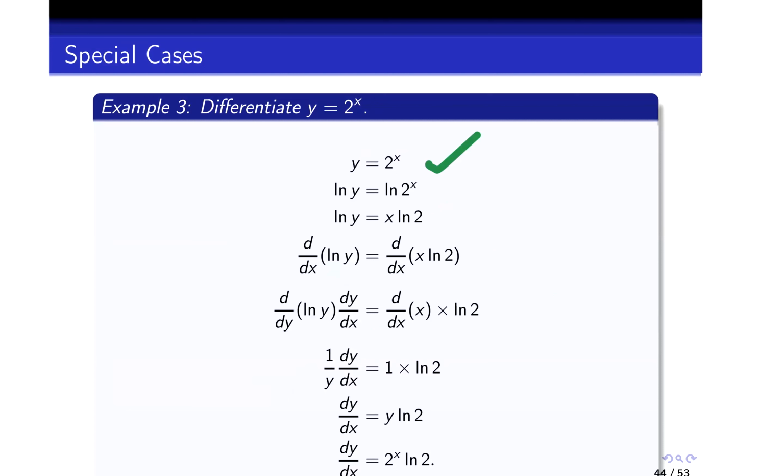And of course, whenever you have any power like this, you can use ln. So you have ln y equals ln 2^x. And from the laws of indices, x can come down. Indices are logarithms, so x can come down. So you have ln y equals x ln 2.